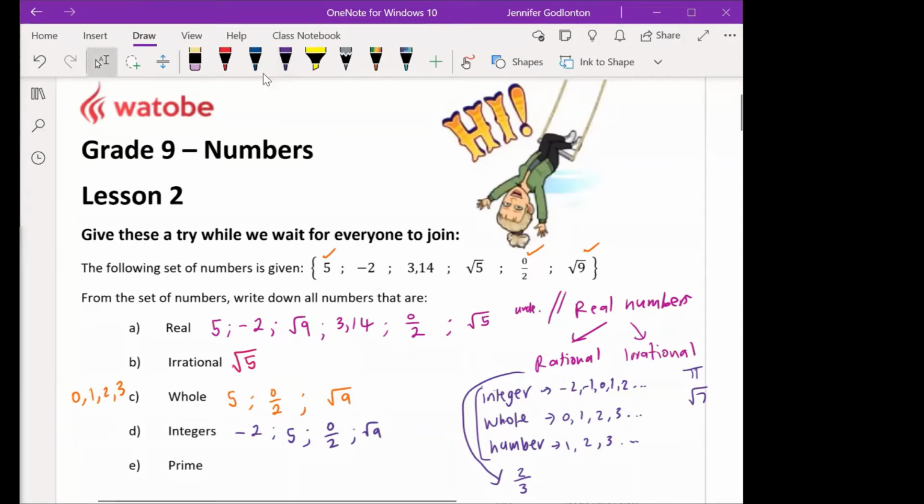Great. Okay, and our last one, which is prime numbers. So E, I can't remember who volunteered for E. Did we have a volunteer for E? I thought we did.